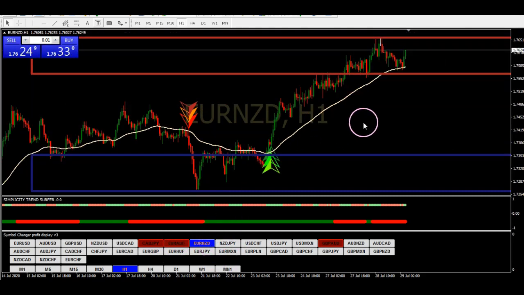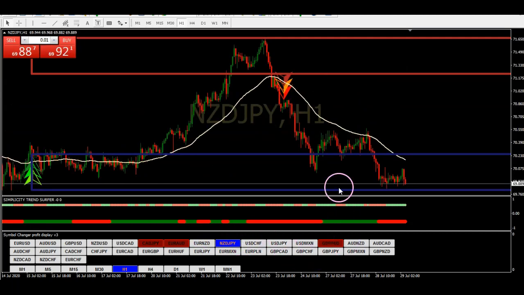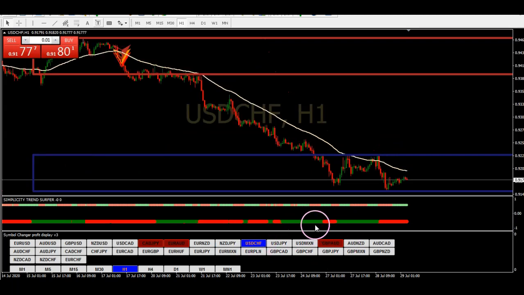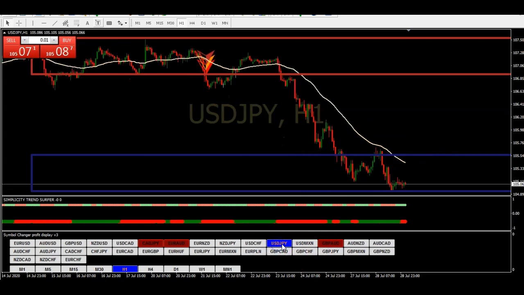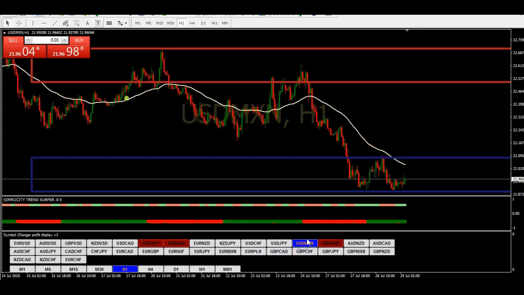EURNZD, no triple arrows. NZDJPY, no triple arrows in the 1 hour. No triple arrows yet. We're waiting for triple arrows on those too. USDJPY and USD Mexican Peso, we're waiting for triple arrows.